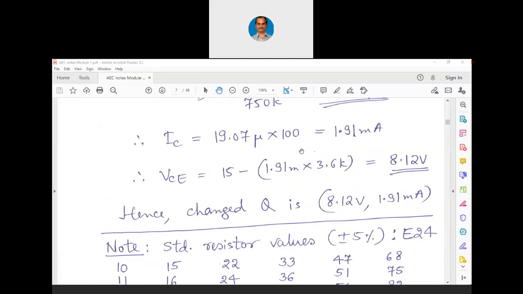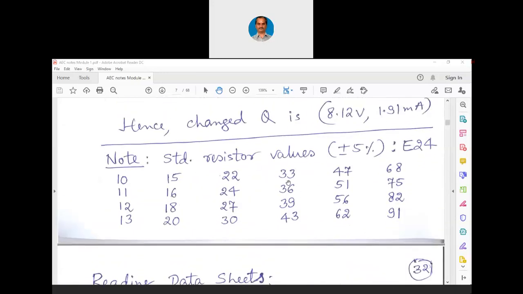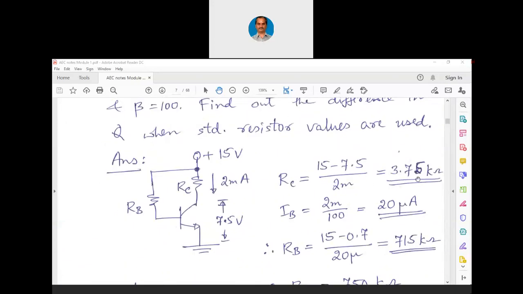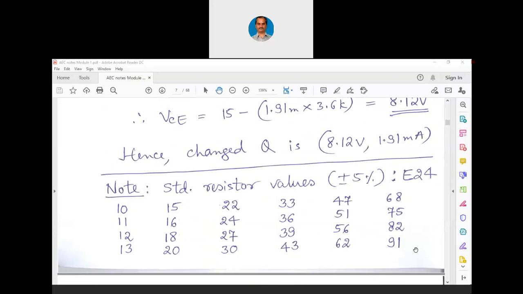Similarly, one more value was 3.6K. You can see 36 is standard, 33 is standard. Now, our calculation of 3.75 is not standard. So, this is called the E24 series. You don't have to remember this number.